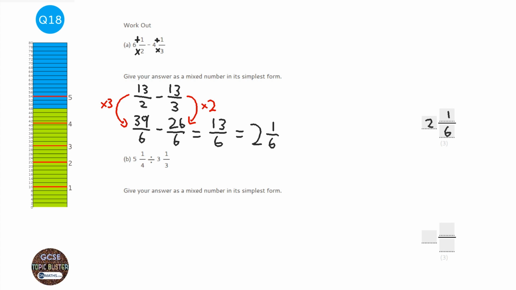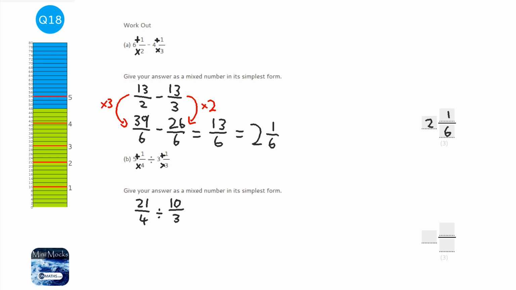For this second question, we need to convert these into top-heavy fractions or improper fractions, like we did before. So 5 times the 4 is 20, add to the top, 21 over 4. And 3 times 3 is 9, add to the top is 10, keep the bottom the same.